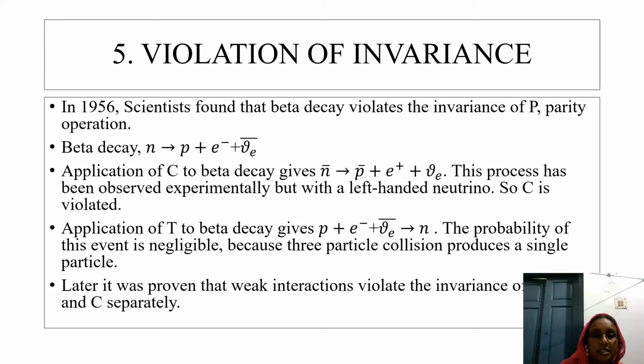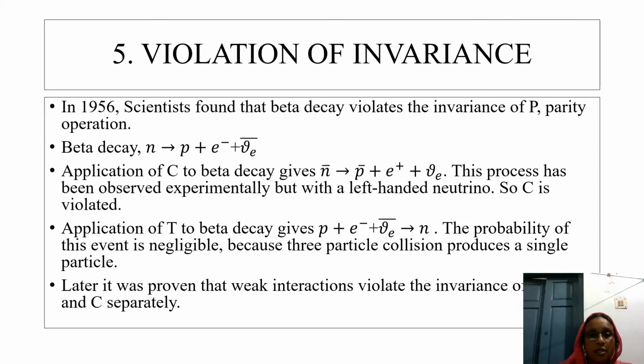But later in 1956, scientists found that beta decay violates the invariance of parity. That means beta decay, all of you know very well about beta decay. The thing is, the neutron transforms into a proton plus an electron and an antineutrino. Okay, this is the beta decay. Now, the parity operator acting on this interaction produces another interaction which is not possible in nature.